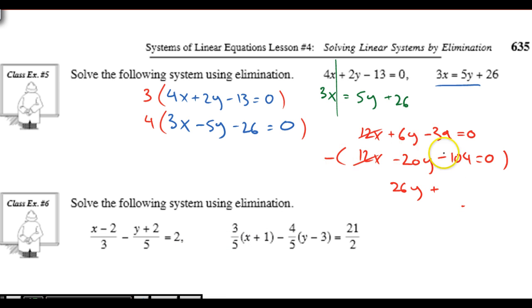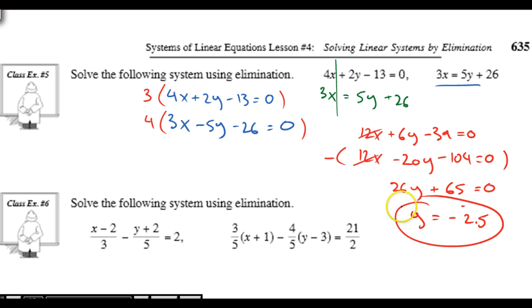And again, be careful with your signs here. It's negative 39 plus 104, so 65 equals 0. And then we're going to get y equals, I think, negative 2.5. Then again, you would have to go back, just like you did for substitution, and find your x by plugging in the y either here or here, or the original equations would also work. That might be easier. Okay, I'm not going to go ahead and do that.